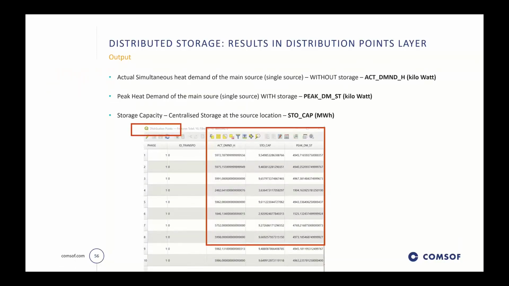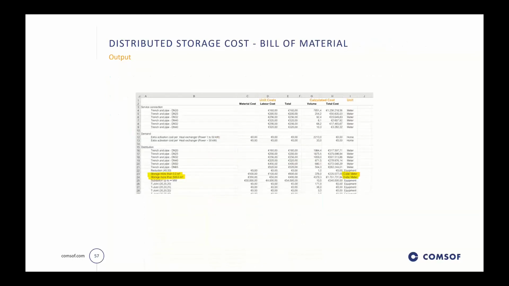And again, the output will be not only for one point now, but for every cluster, for every distribution point. You will see now the actual demand, the new peak power required at the distribution point, and the storage capacity required at every distribution point in the network. Plus as well, of course, the results will be displayed and calculated in the bill of material.